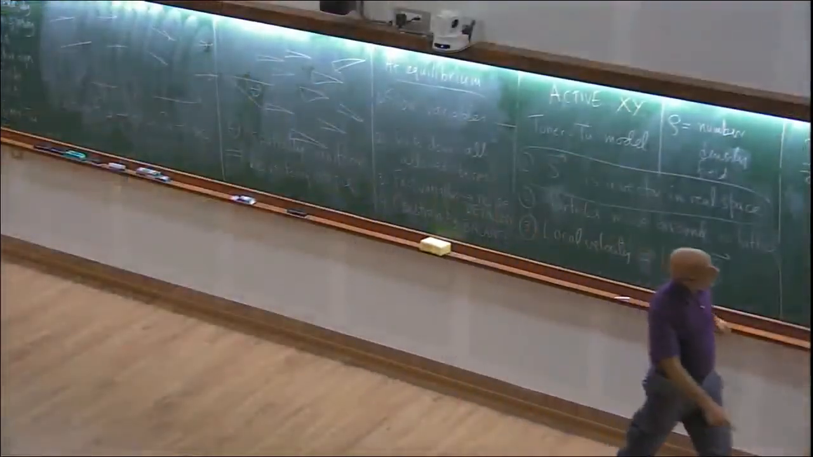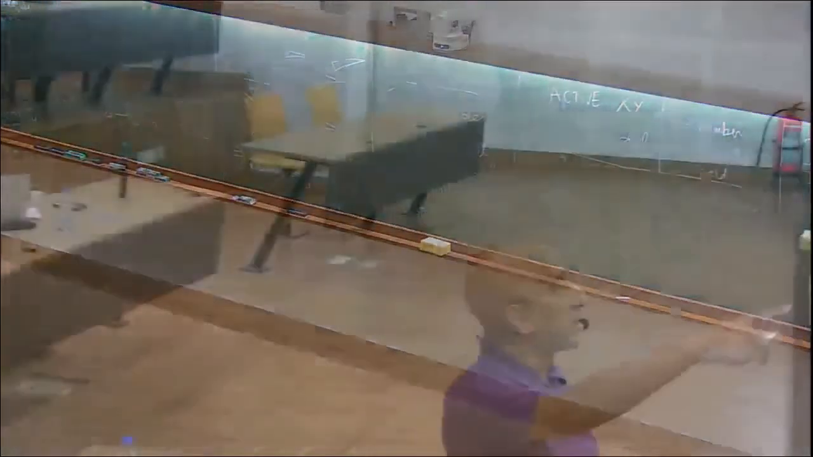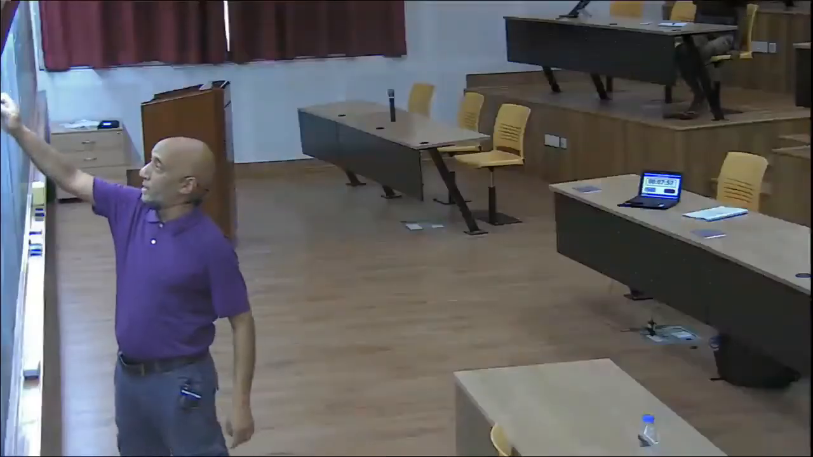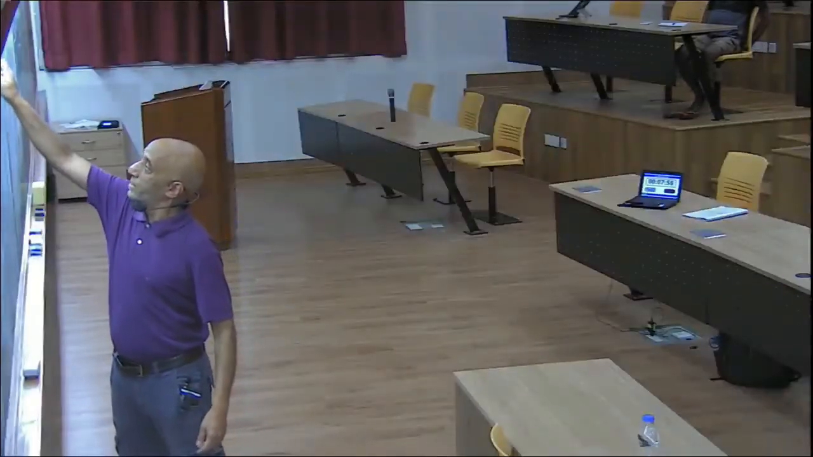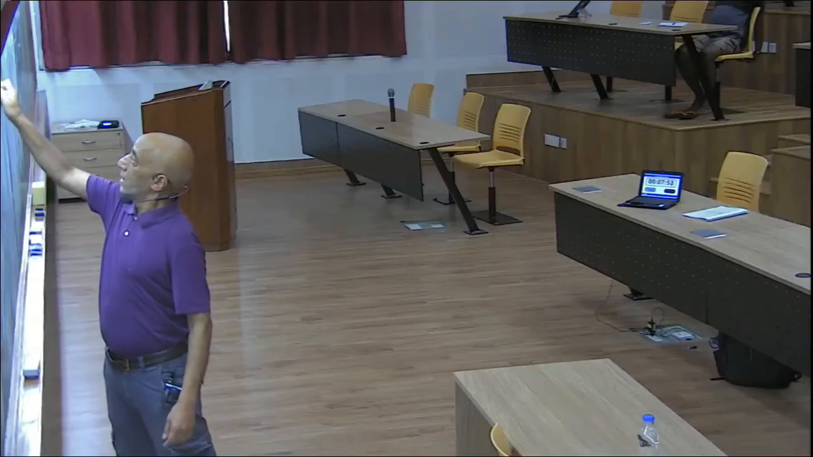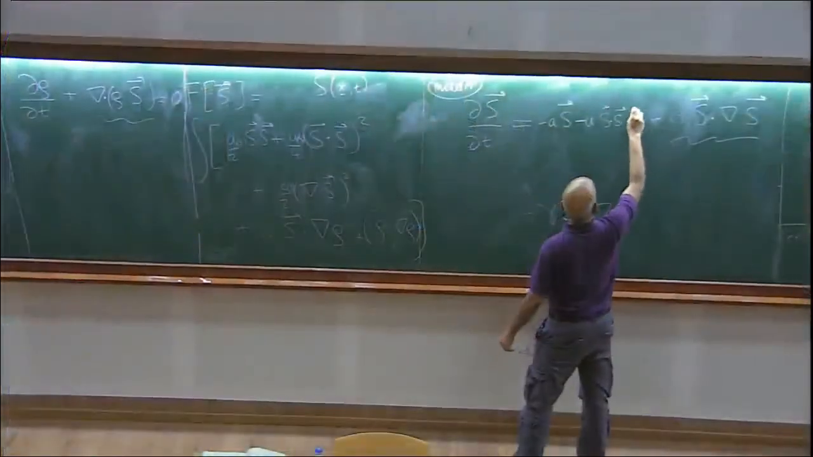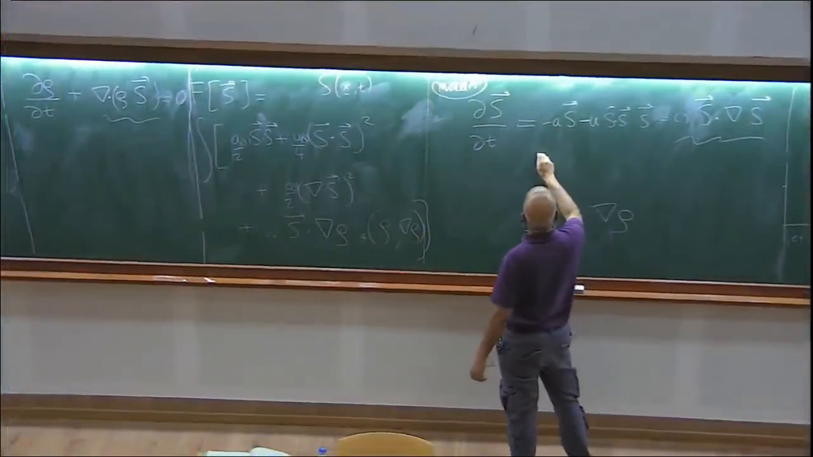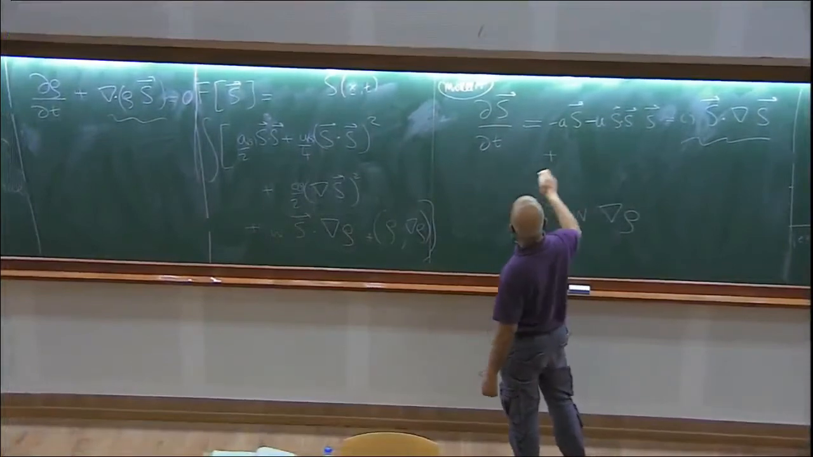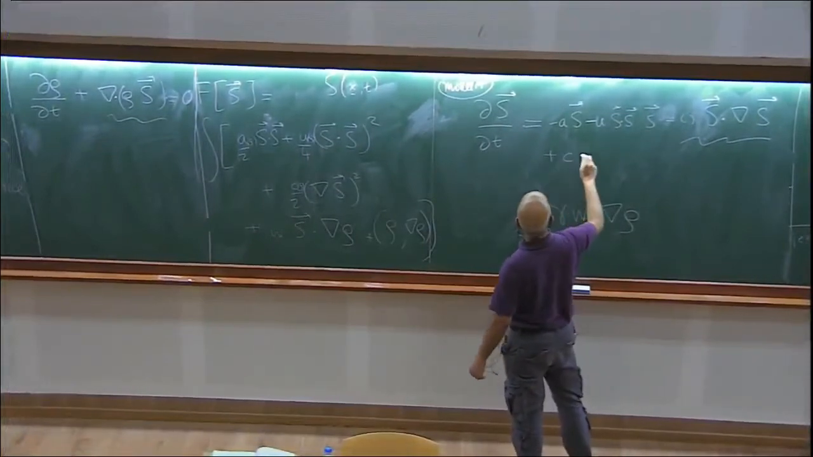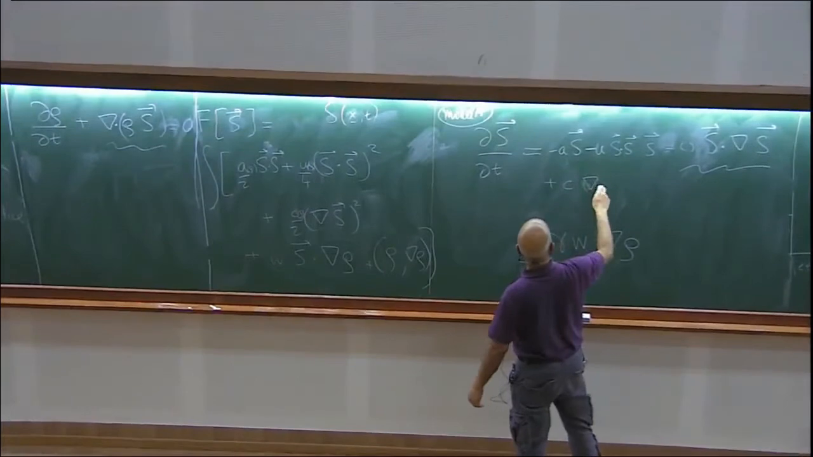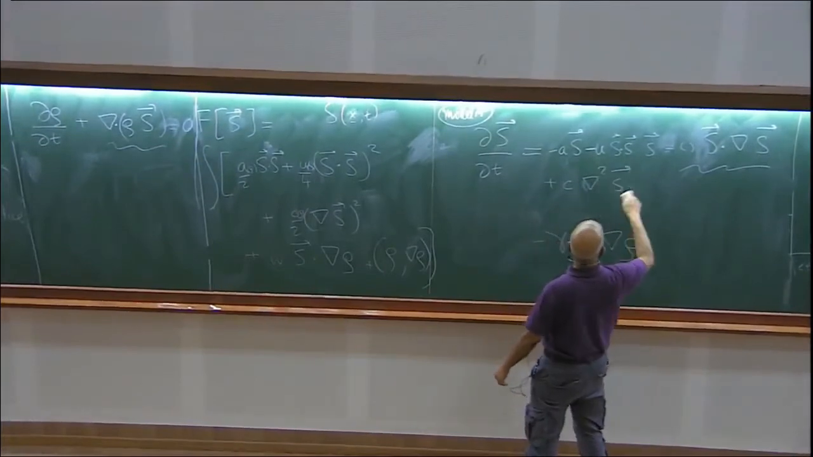And if they're pointing in a certain way, they're going in that direction. And so let's now just quickly write down the other terms. You will get some minus AS minus U S dot S times S, and, you know, plus whatever C. I've absorbed the kinetic coefficient of these, I'm sorry, del squared S.